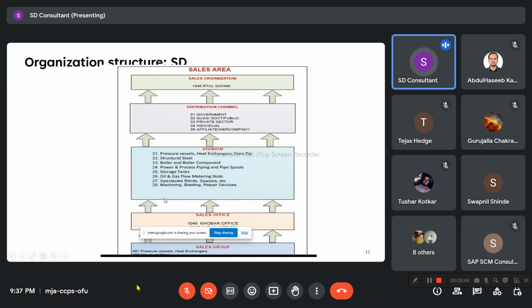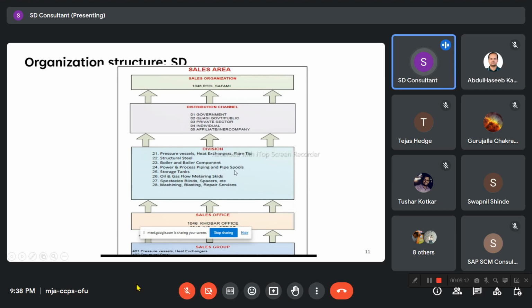Why are there so many different divisions captured in this project? In order to track them in the reports. If we're checking the financial reports, division will play a key role. That's why, based on the project, the product level divisions have been created. 21 is for pressure vessels and heat exchangers, 22 is for structural steel components, 23 is for boiler and boiler components, and 24 is for power and process piping.